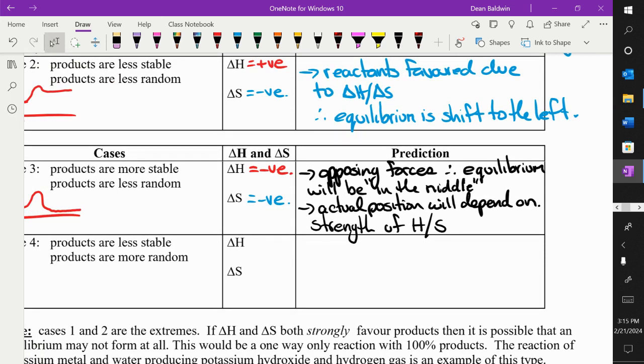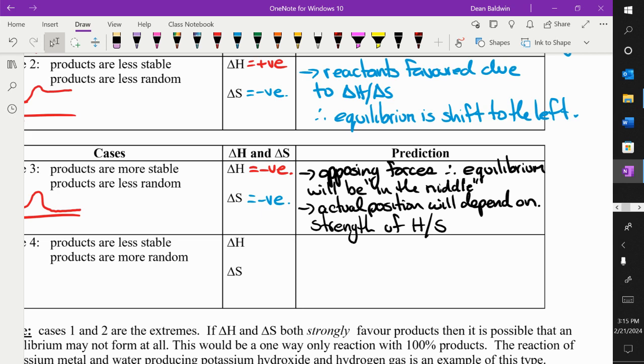Okay. So you'll be somewhere in the middle. Now, how far to the left and right? Are you slightly to the right? Are you slightly to the left? That is going to be dependent on the individual reaction.